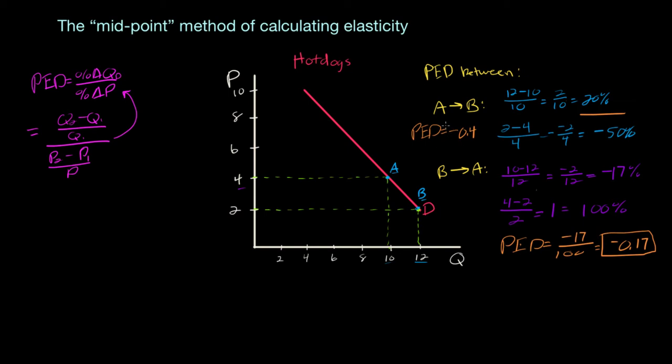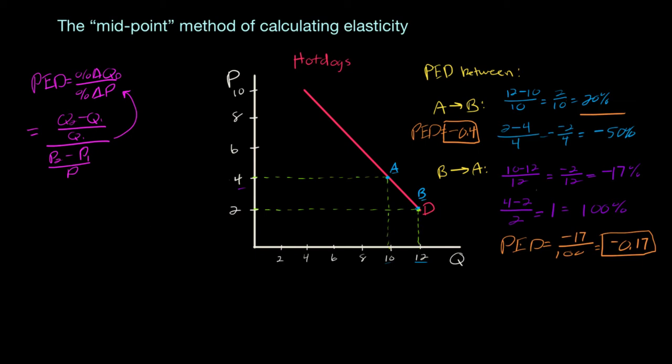All right, what do we see? When the price fell from $4 to $2, the PED was negative 0.4, but when the price went up, the PED was negative 0.17. Why do we have such different results? The reason is the magnitude of changes are much different when you go down in price than when you go up in price. When the price falls from 4 to 2, that's a 50% decrease in price. But when the price rises from 2 to 4, that's a 100% increase in price. Likewise, when the quantity increases from 10 to 12, that's a 20% increase in quantity, but when the quantity decreases from 12 to 10, that's only a 17% decrease in quantity.